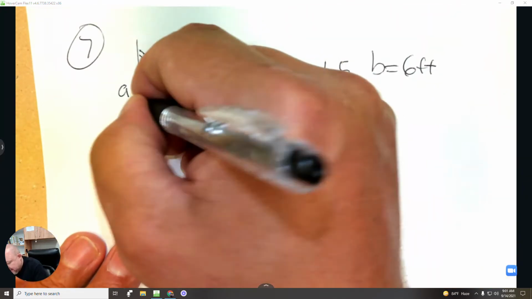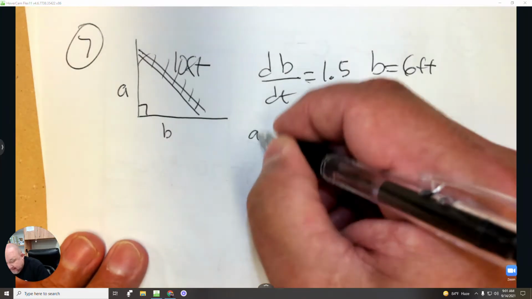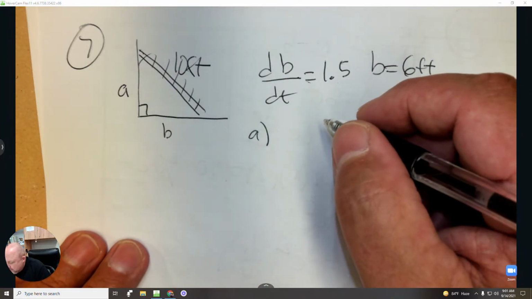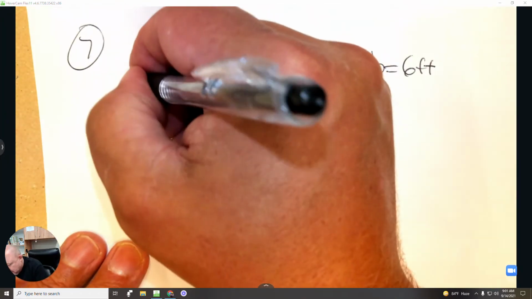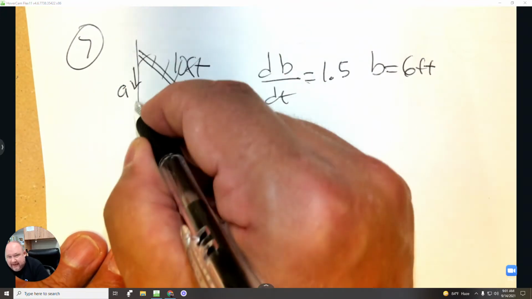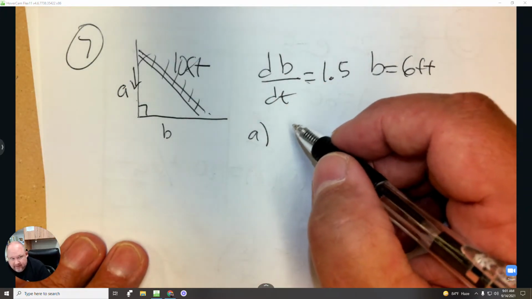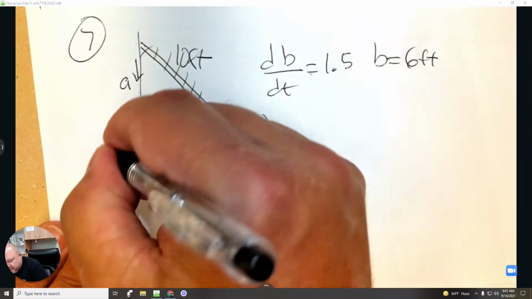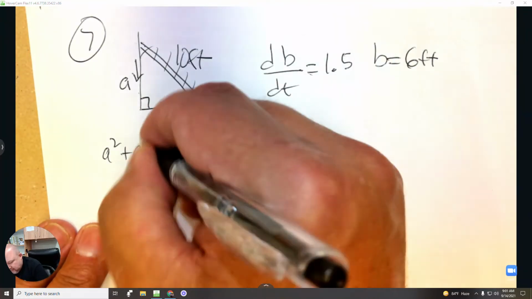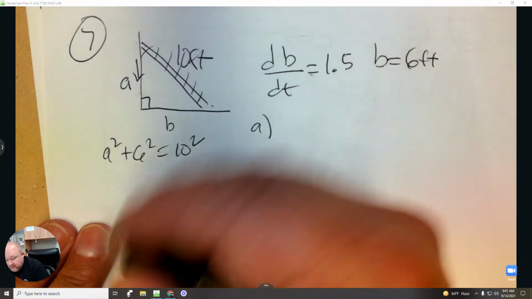I'm going to call this A, and then I'm going to answer A. Find the rate at which the top of the ladder is moving. So as the ladder slips, A here, that rate is what I want to find. So I should start with A squared plus B squared equals C squared and solve that.